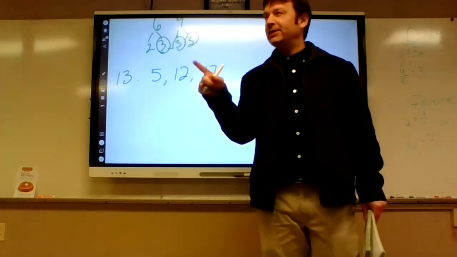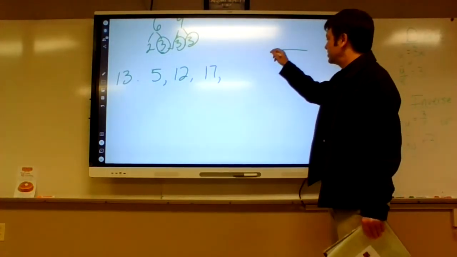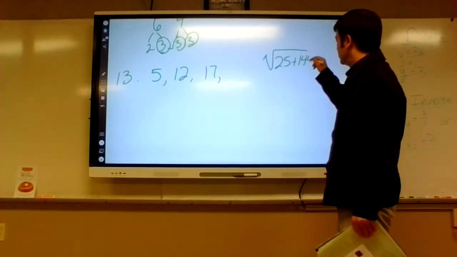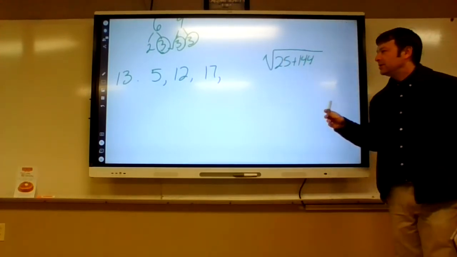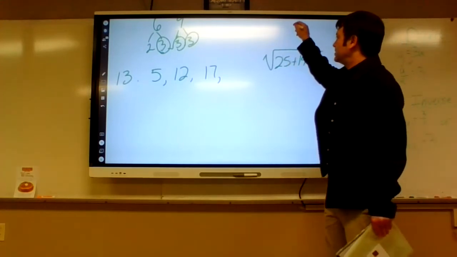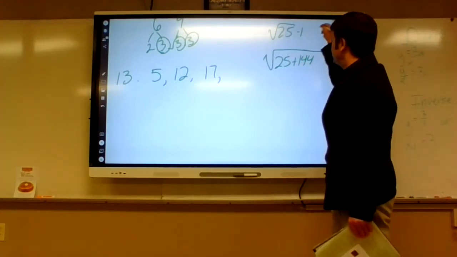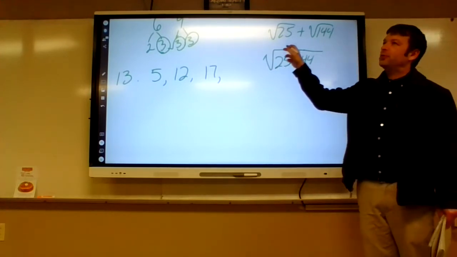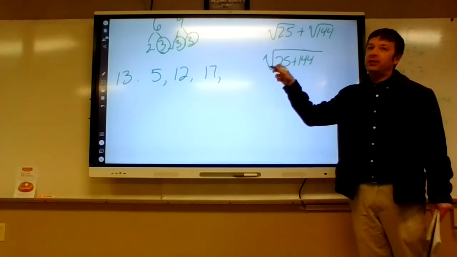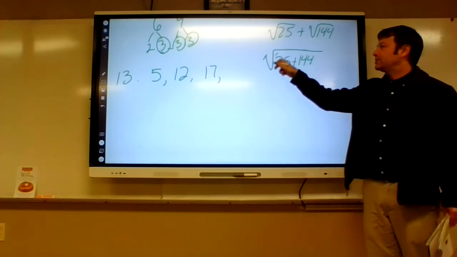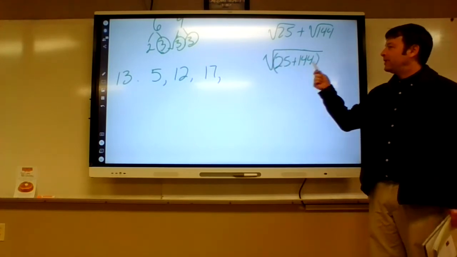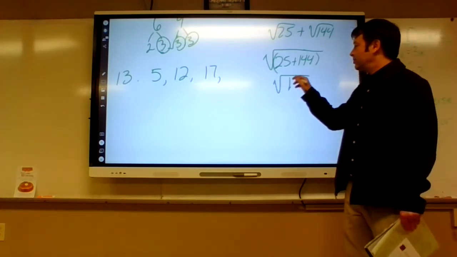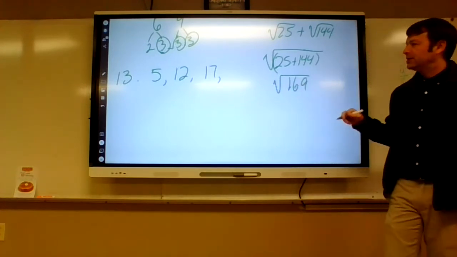But the next thing says, what's the square root of x plus y? It's different. It's not the square root of 25 plus the square root of 144. On this one, you do 25 plus 144, and then you take the square root of that at the end. So it's kind of like this in parentheses here. So 25 plus 144 is 169. So what's the square root of 169? 13.